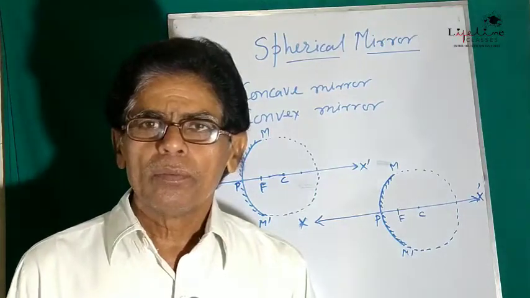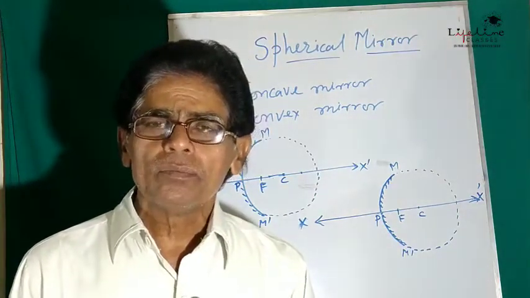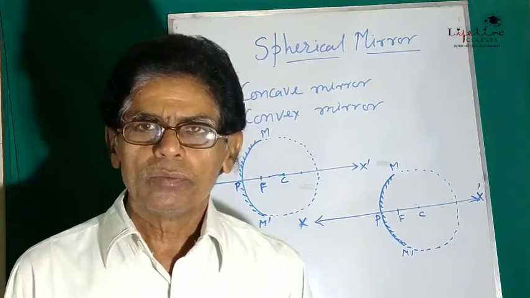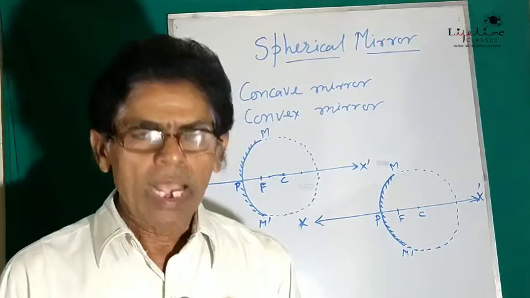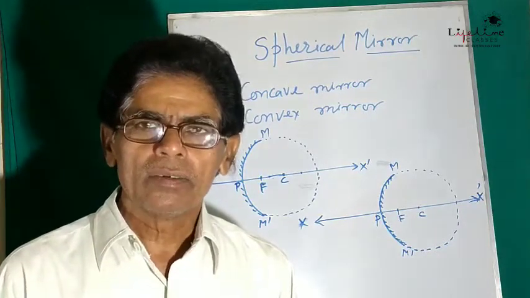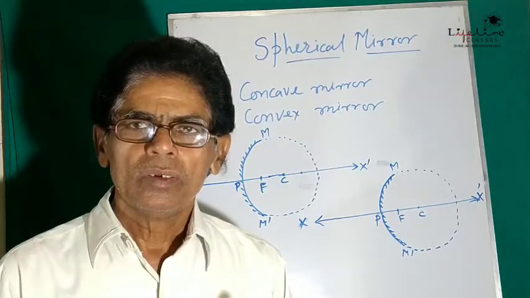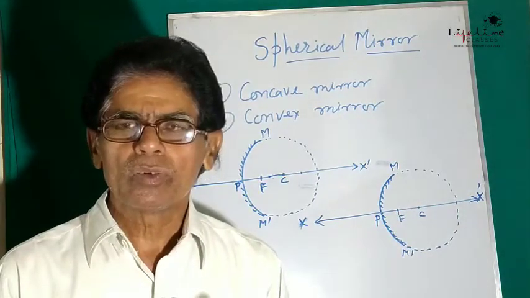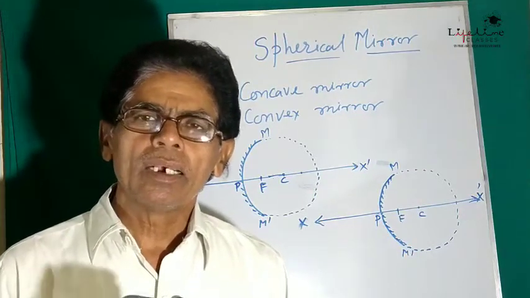If the reflecting surface is depressed inwardly, means has a curvature inside, it is a depressed surface, then it is called a concave mirror.